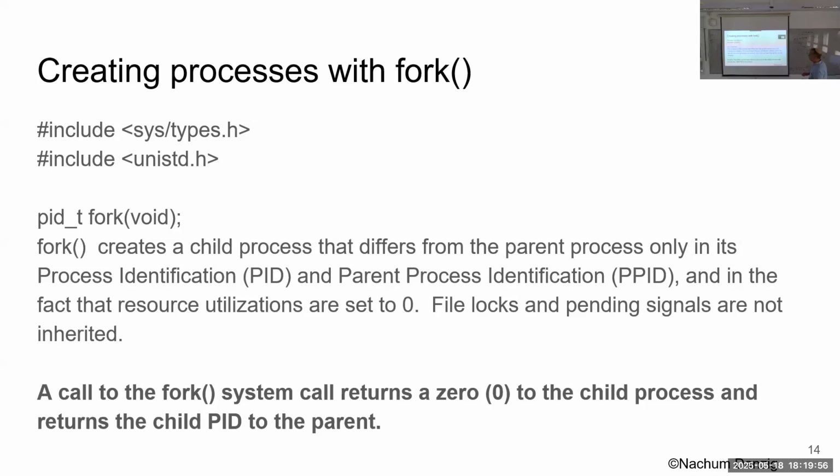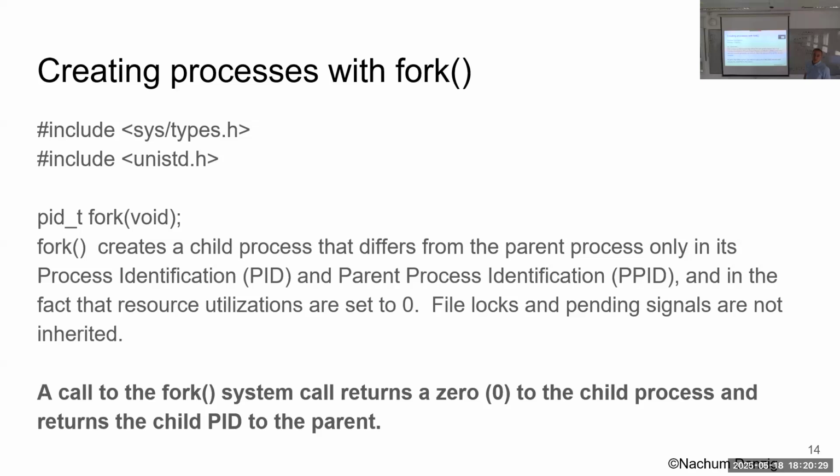So let's read what it says here. Fork creates a child process that differs from the parent process only in its process ID number, its PID, and its parent process ID. Because the child process's parent process ID will be the one who created it, the father. And in the fact that the resource utilization is set to 0.